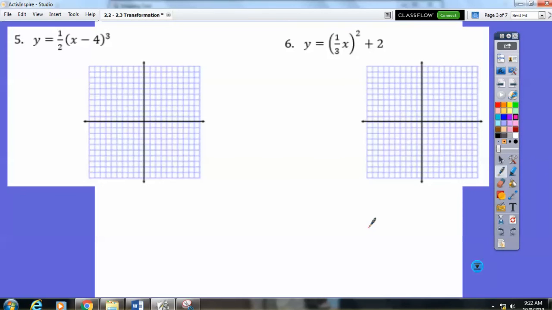What is my parent function? I see x cubed, so 0 cubed is 0, 1 cubed is 1. If you want, 2 cubed is 8. Negative 1 cubed is negative 1. Negative 2 cubed is negative 8, so it looks like this.